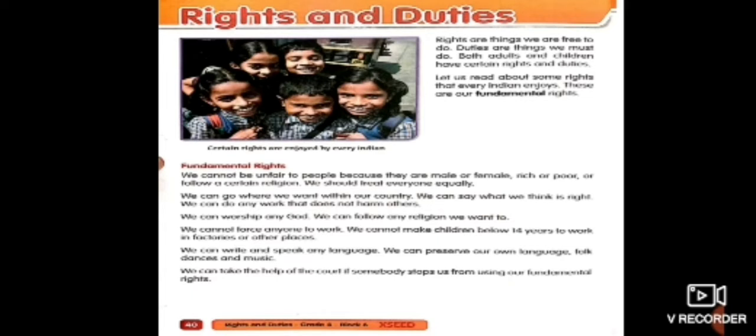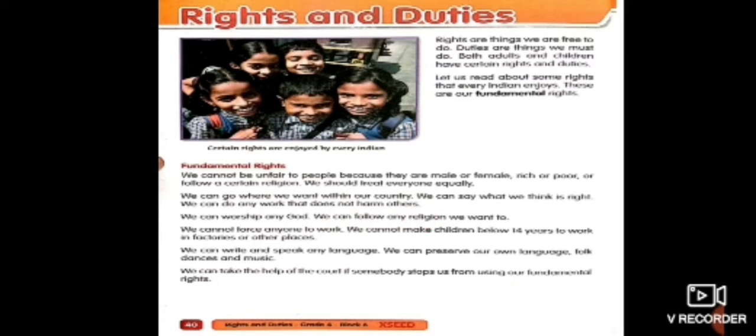Students, first thing that we need to remember, all the citizens in India are equal. Whether it is a man or a woman, whether rich or poor, whether they follow the Muslim religion or Hindu religion, they all are treated equally in India. Second thing, we learned that we can go anywhere we want to go within our country. We can say what we think is right. We can do any work that doesn't harm others.